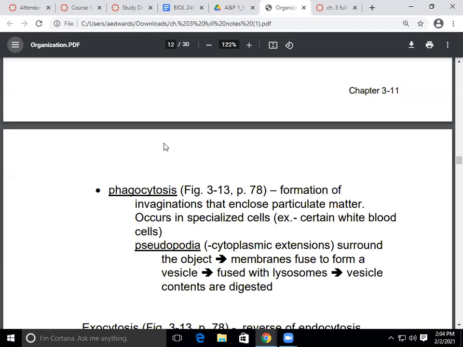It's going to surround your object. It's going to make the membranes fuse and form a vesicle. The vesicle then fuses with the lysosome. We learned about that last week. Lysosomes are organelles that destroy things and digest the contents of the vesicle.